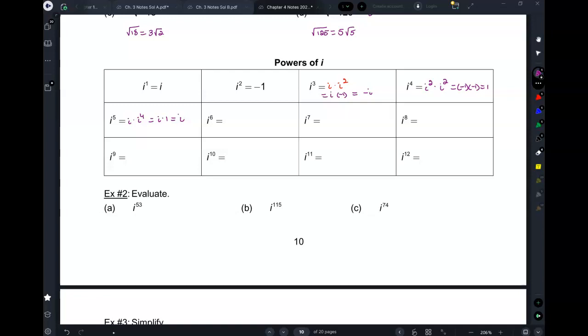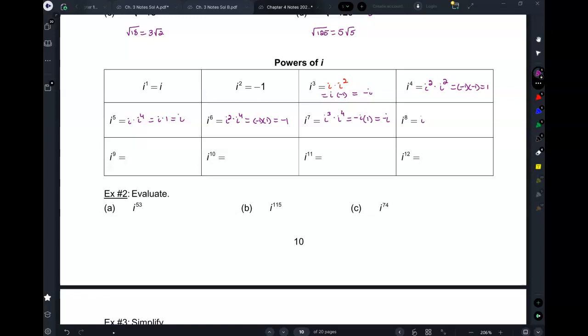i to the 6th, this is i squared times i to the 4. How much is i squared? Negative 1. How much is i to the 4th? 1. So this is negative 1. What's i to the 7? This is i cubed times i to the 4. What's i cubed? It's negative i from up there. Times i to the 4 is 1, so that's negative i.